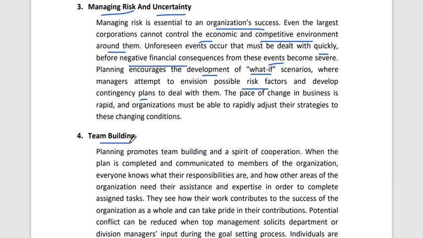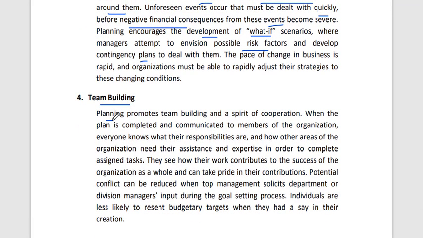Then, team building. In planning we always have to consider the employees and workers. Planning promotes team building and the spirit of cooperation. When the plan is completed and communicated to all the members of the organization, everyone knows what their responsibility is and how other areas of the organization need their assistance and expertise in order to complete assigned tasks.